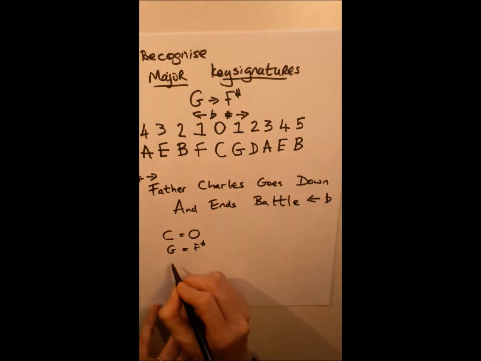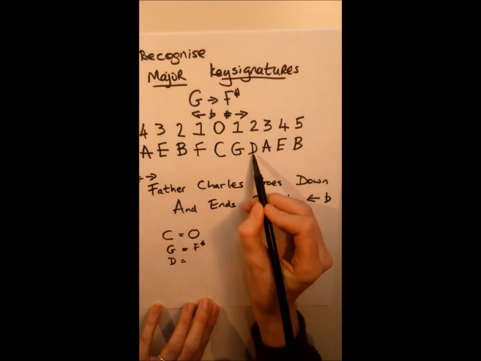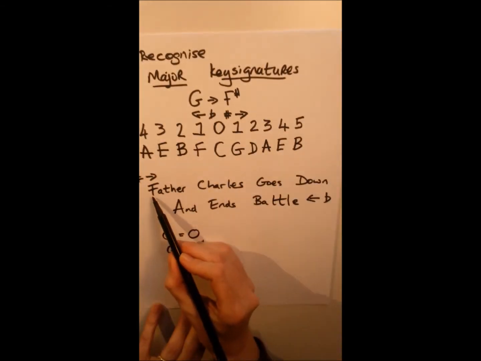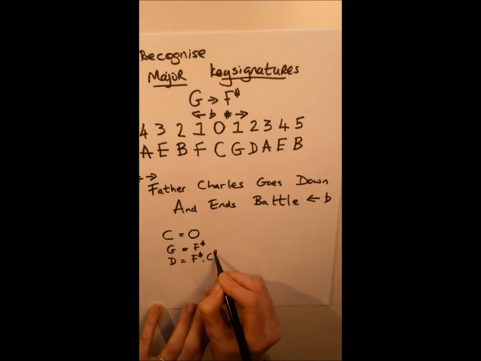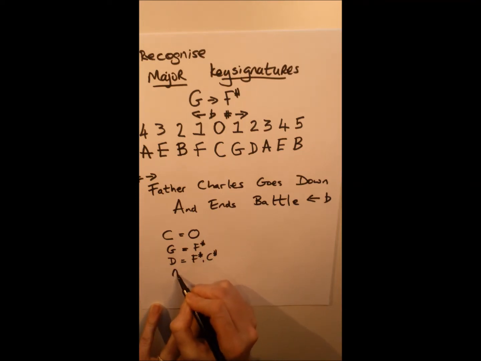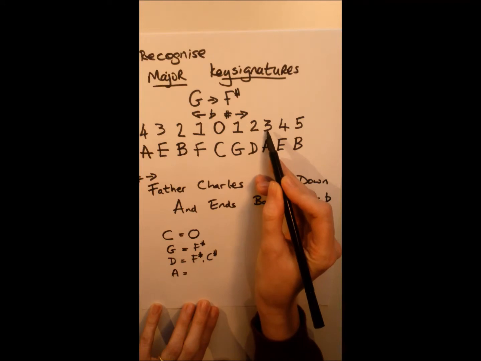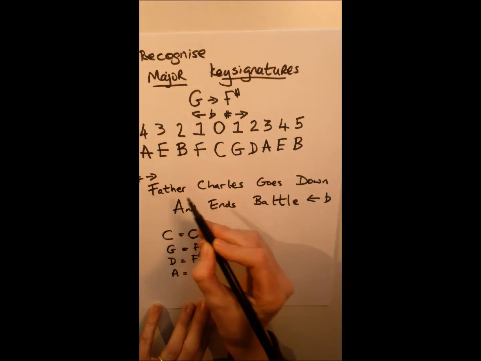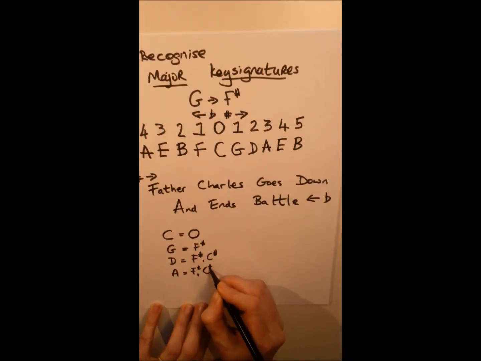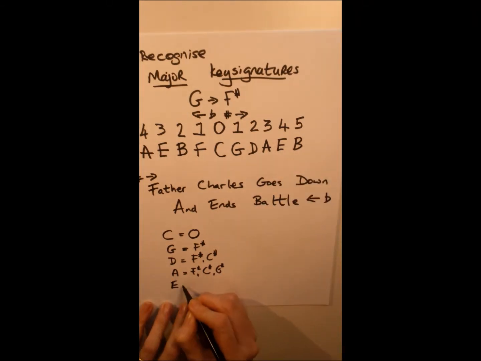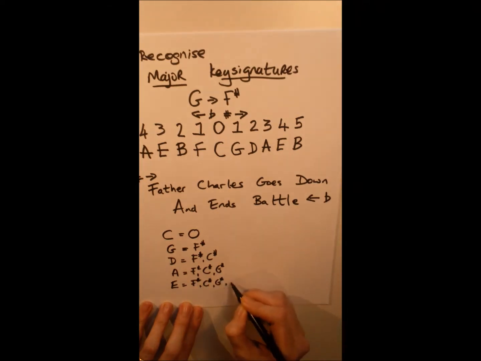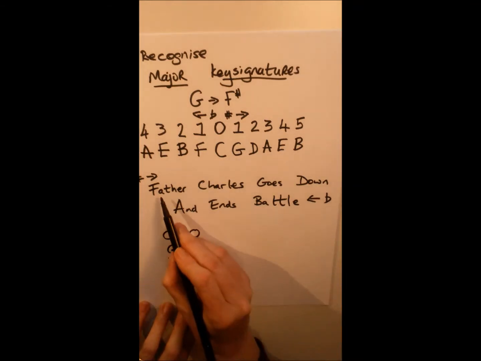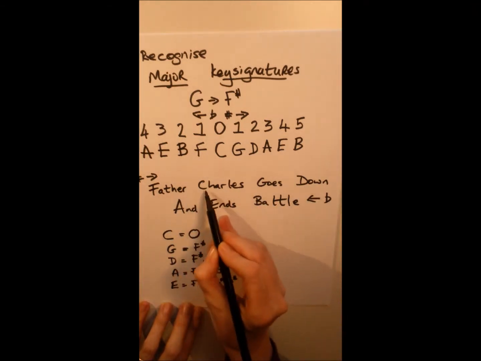When we're picking our sharps, we always start with the first one and move on in order. The second scale, D. D has 2 sharps, F and C. The third scale, A. A has 3 sharps, F, C and G. Scale of E. E has 4 sharps, F, C, G and D. Father Charles goes down. 1, 2, 3, 4.